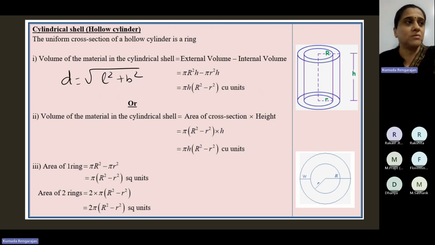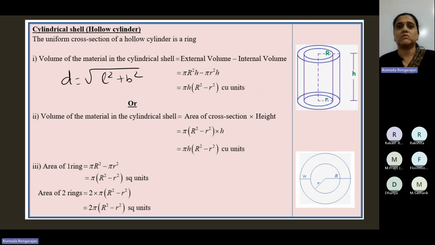Just connecting so that you can remember. Square diagonal: root 2a. Cube diagonal: root 3a. Rectangle diagonal: root of L square plus B square. Cuboid diagonal: root of L square plus B square plus H square. The rest of the formulae related to a cube and a cuboid, I think we'll see when we take up the questions. You should know them.